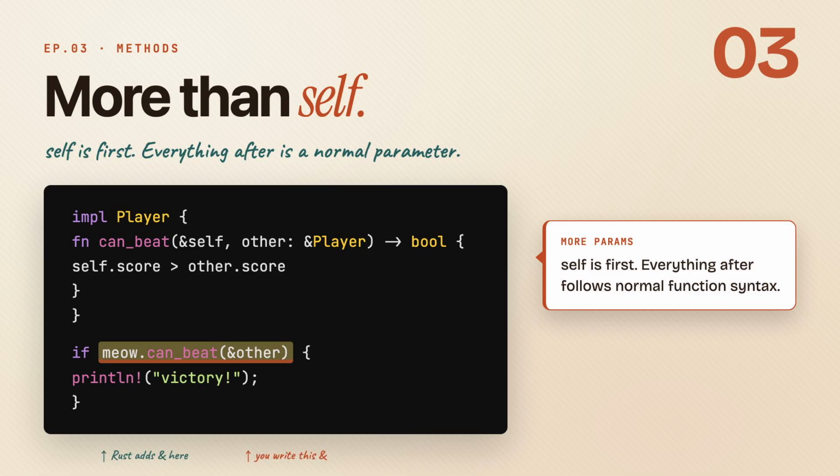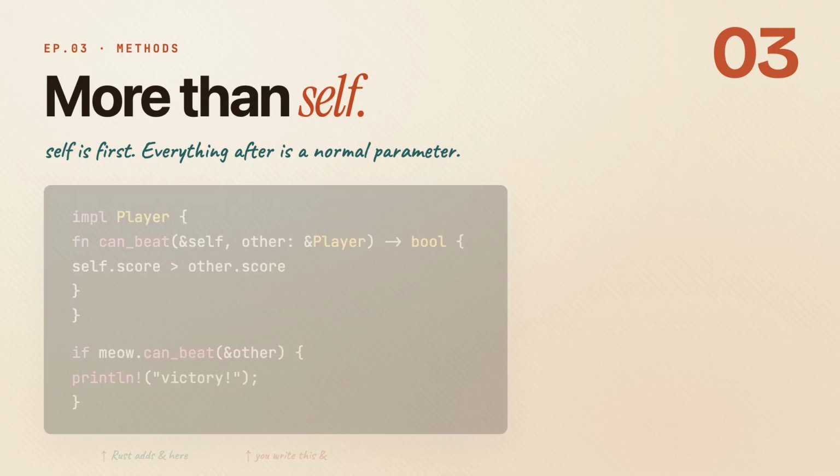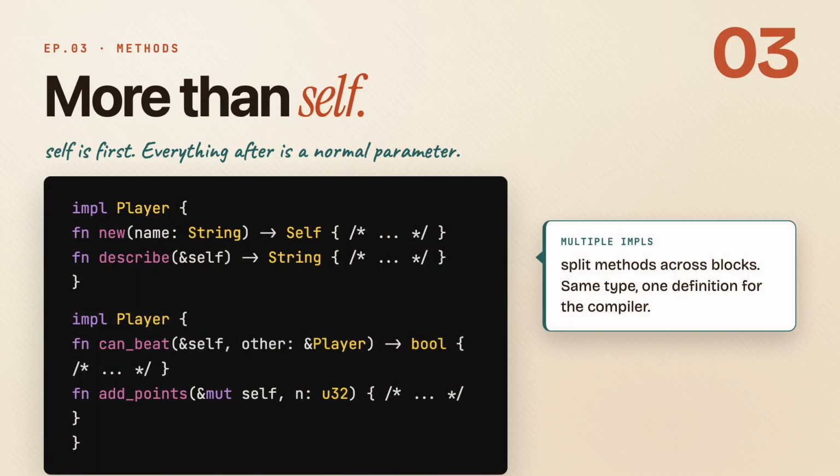At the call side, you pass meow.can_bid and the other player in the parentheses, and the compiler still does the automatic referencing on meow. But the second player you reference explicitly, the ampersand is on you because it is a normal argument, not the self.